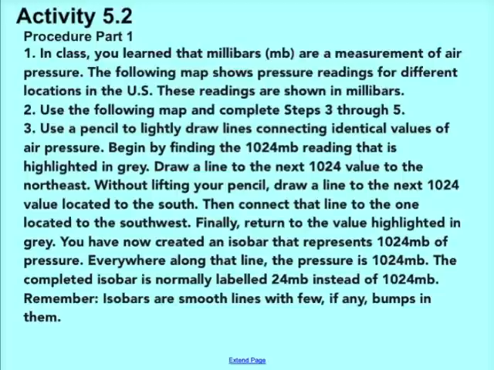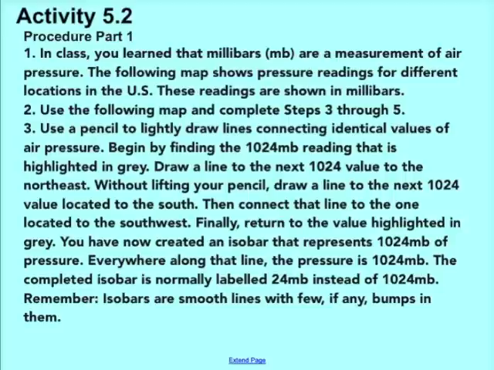So find the 1024. You can see that it's over near Utah, and well, it's actually in Utah. And in my book Utah is shaded and it's dark colored. So what I want you to do is put your pencil on that 1024 reading.